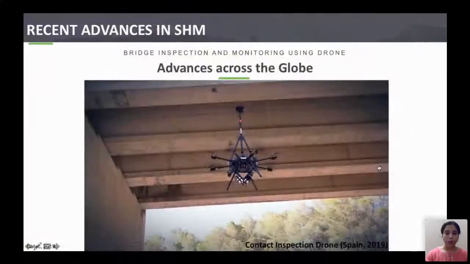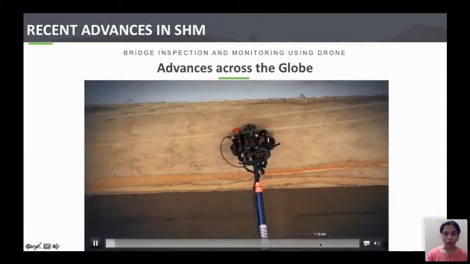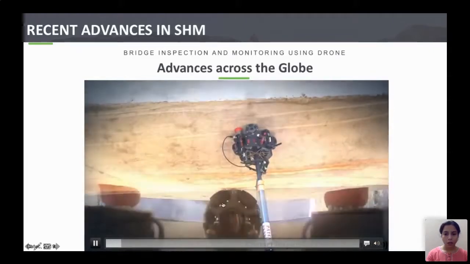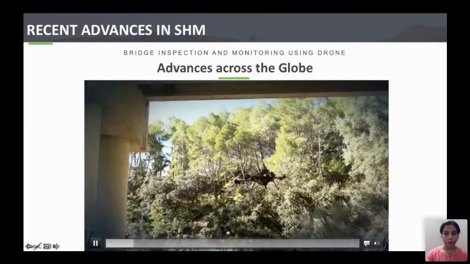Next is the drone where people have tried contact type inspection. Whatever drones I have shown you till now were replacements for visual inspection. Here they have tried doing UPV, I guess, but there is not much information available regarding this drone. This is how you can see there's an arm going out. These are the UPV probes.